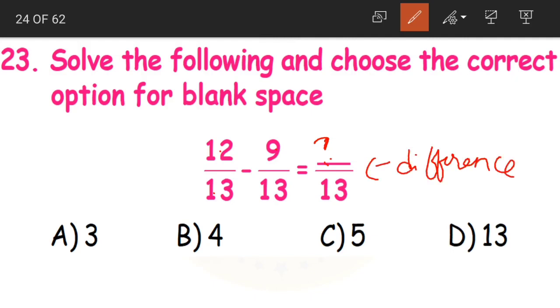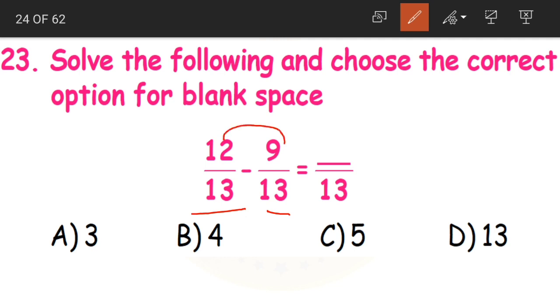Why am I calling it difference? Because we are subtracting two fractions here, the answer will be called the difference, and numerator is the number that is written on top. Now these two are our like fractions again. Both have the same common denominator 13. How will we subtract, children? 12 minus 9 is equal to 3 divided by our common denominator 13, that is already there.